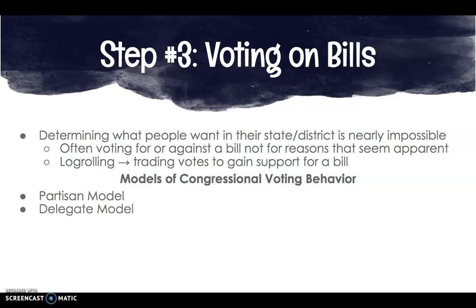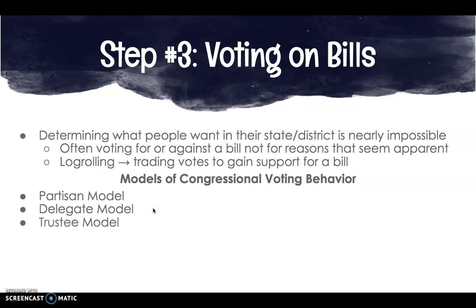The delegate model of congressional voting behavior ultimately is that representatives and senators try to reflect the will of their constituency, or the people that they represent. Now, this is often the model that is used more so in the House than in the Senate, largely in part due to those short terms, right? They want to make sure their constituents feel like their voices are being heard. Otherwise, they face losing their re-election after the term is up.